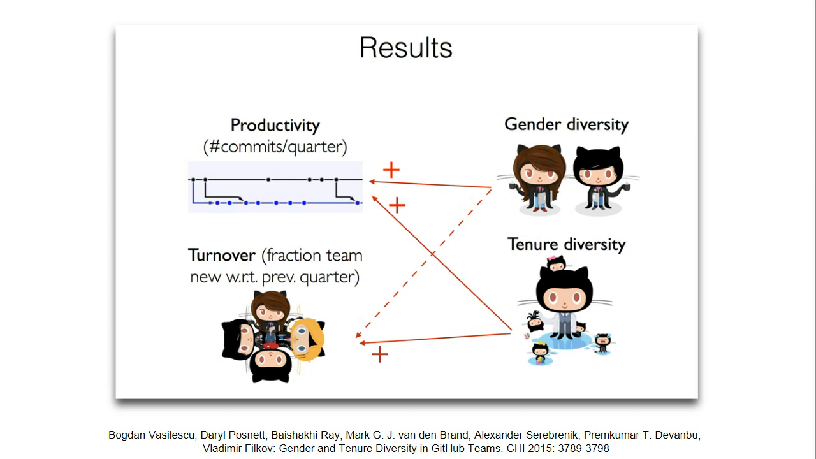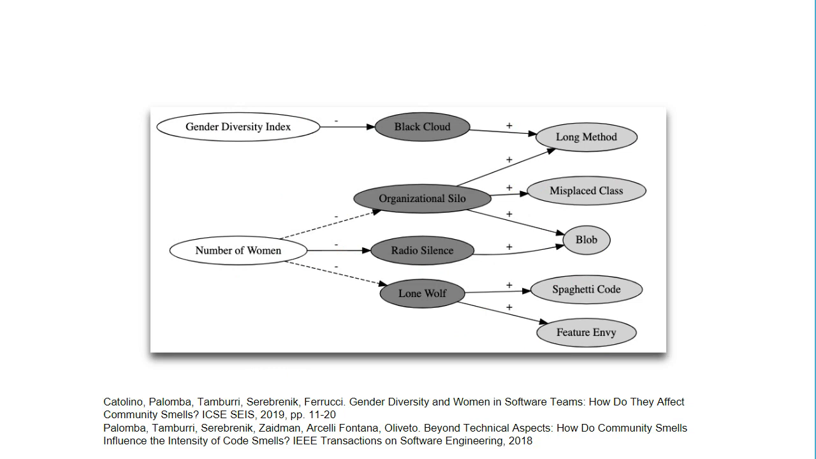Another study I have already mentioned in the beginning is a study of relationship between gender-related variables, suboptimal communication patterns, and suboptimal source code organization. So on the left, we see those gender-related variables, such as gender diversity index, number of women. In the middle, we see those suboptimal organization patterns, communication patterns. I've already mentioned black cloud. And on the right, we see traditional code smell.